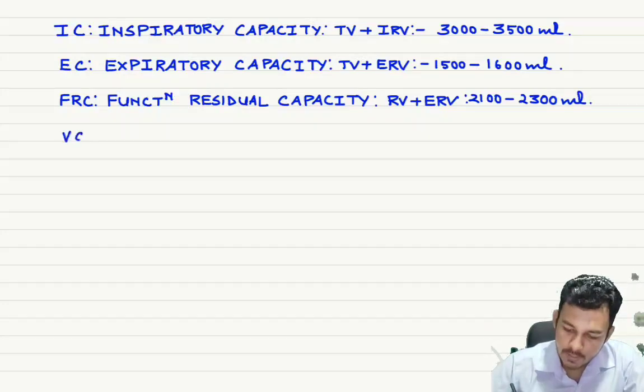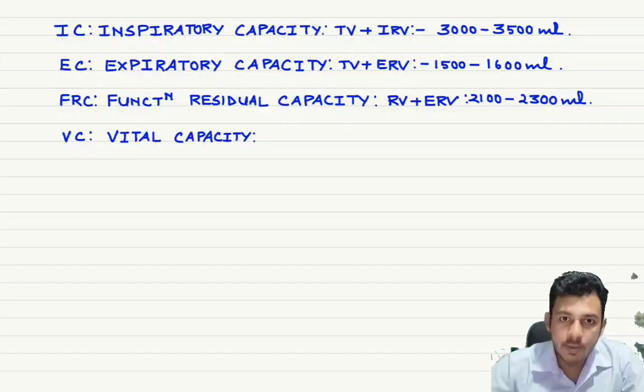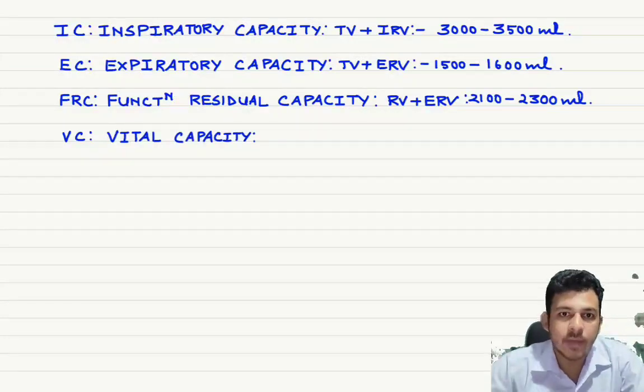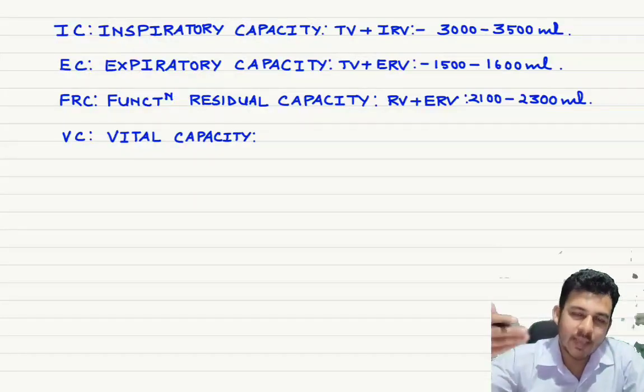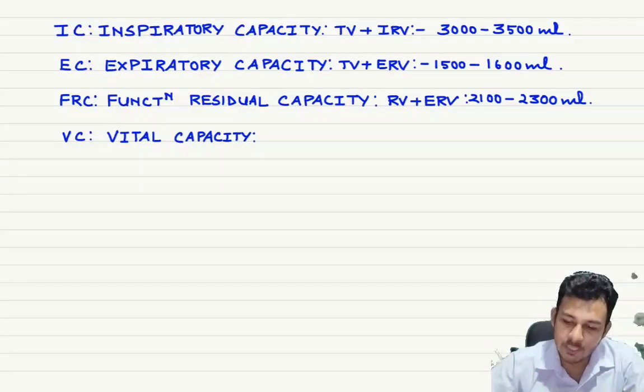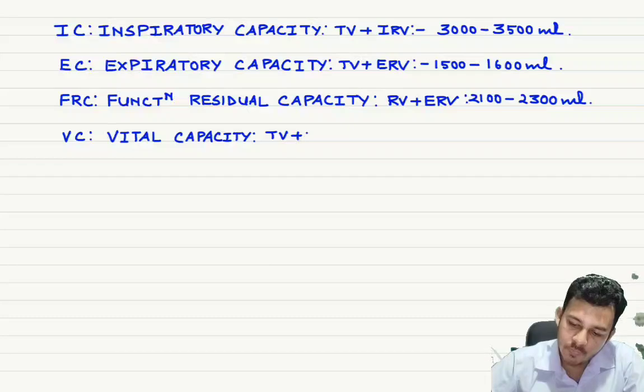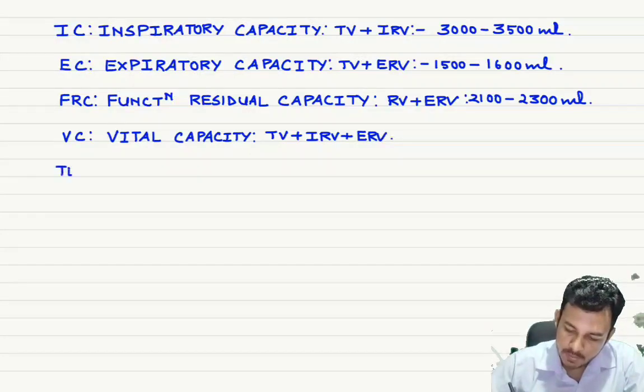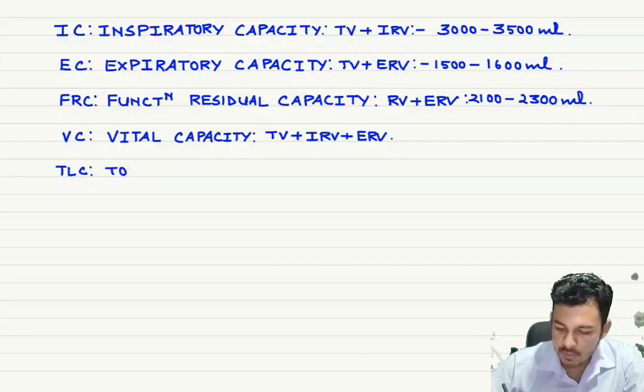The next capacity is the vital capacity. Now, vital capacity refers to the maximum amount of volume that you can blow from your lungs. Now, this might sound a little crazy to you. So take a deep breath as long as you can, and then keep on expiring until you can't expire more. Whatever the volume that you have expired, that is the vital capacity. So it is going to be tidal volume plus the inspiratory reserve volume plus the expiratory reserve volume. The last one is the total lung capacity. TLC refers to total lung capacity.